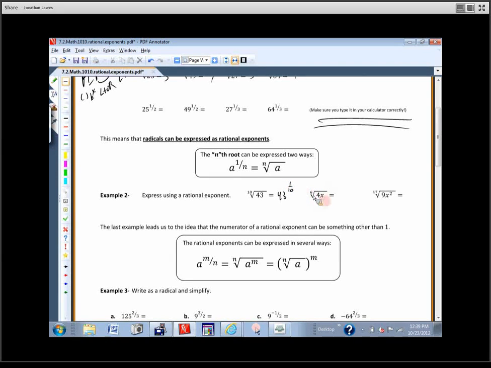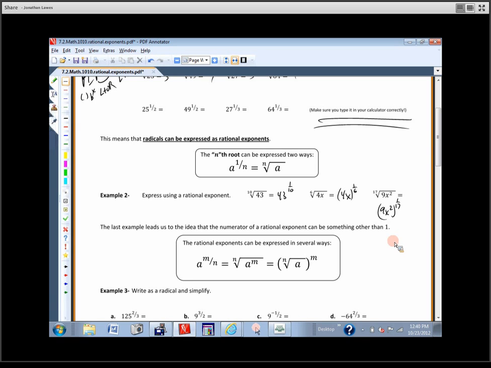This is the 6th root of 4x. Now notice that 4x is the radicand, so if I'm going to make this the 6th root of 4x, can I just do this? Got to have parentheses, because we want that to apply to everything there, so I'd put that in parentheses. This is the 17th root of 9x squared. So again, on that one, I'm going to write 9x squared, put that in parentheses, and raise it to the 1/17. Okay.